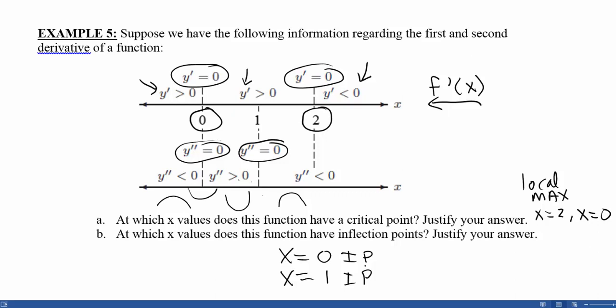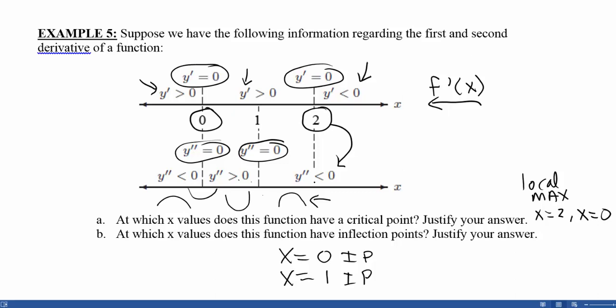I also want to point out that once we had determined that we had a critical point at 2, we could have used the second derivative test to find that it was a local max. Because if you notice here that at 2, the second derivative is negative, which means it's concave down, which would have also told us that it was a max. We used the first derivative test, but all your tests should give you the same answer if they're not inconclusive.